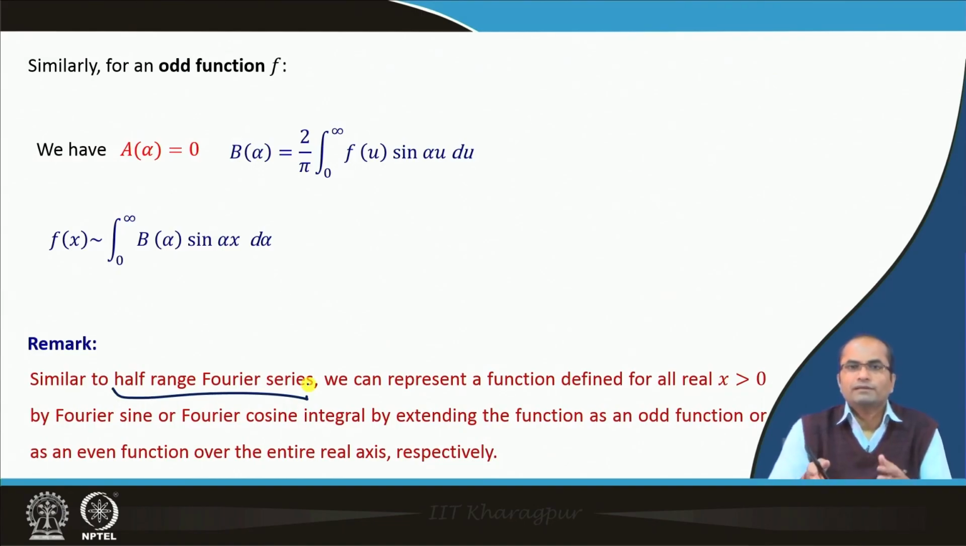Though we can have infinitely many extensions of this function, we have chosen those two extensions to make the overall function on minus L to L an even function or an odd function, so that we get a simple representation either as a sine series or a cosine series, and both of them will represent the function given on 0 to L.